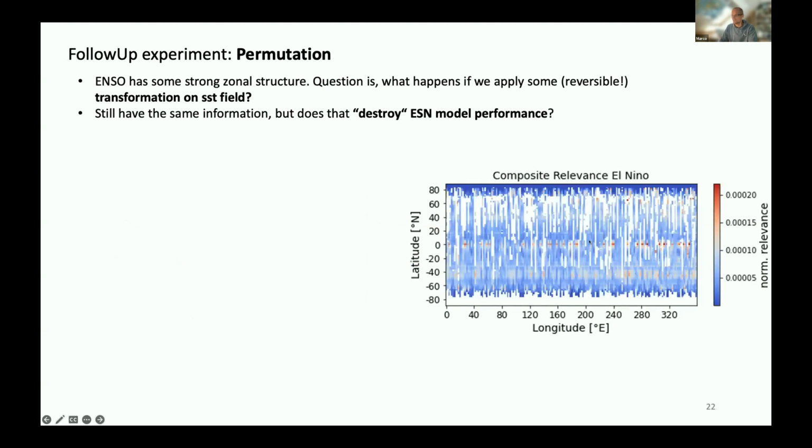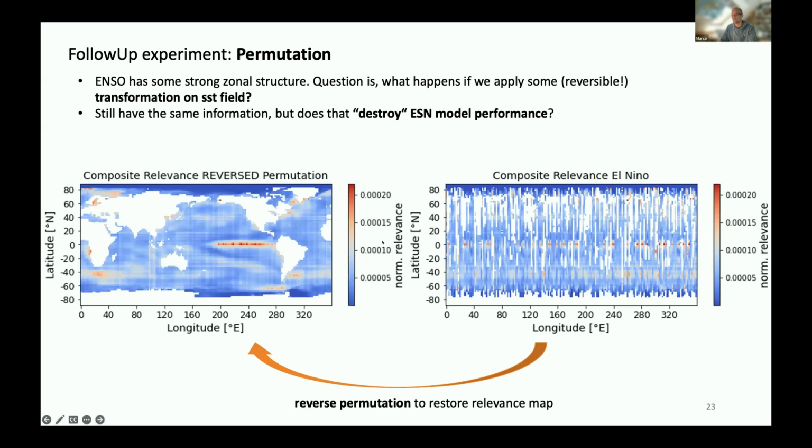So this is then the mean relevance map we find for El Niño samples. And of course, it's also permuted. And so we need to reverse the permutation, which can be done. The model has perfect classification accuracy, and also the mean relevance map can be restored and resembles the first one we obtained without permutation. So this model is stable. It doesn't really matter how we feed the columns into the model. They can be permuted. It doesn't really destroy any performance.